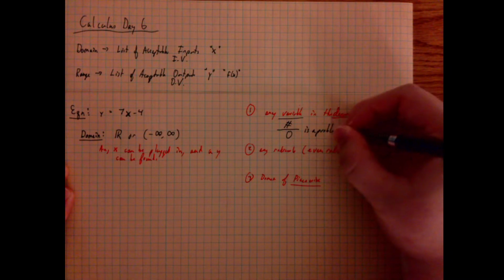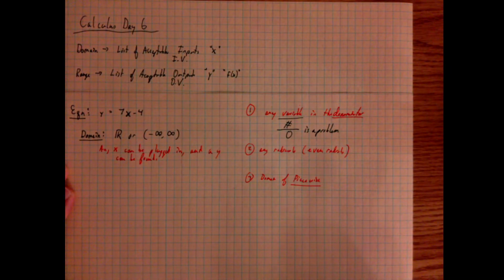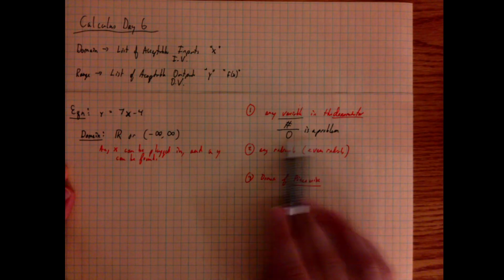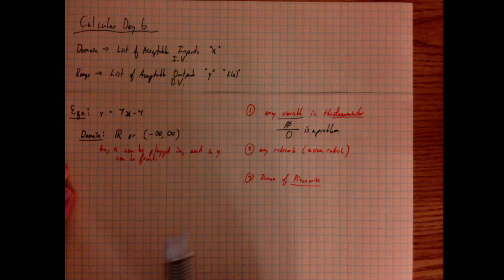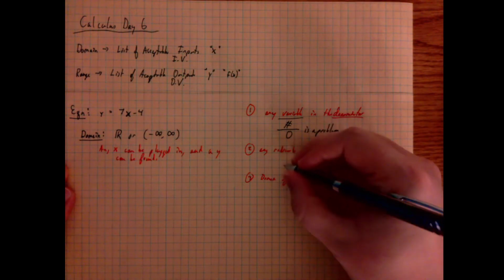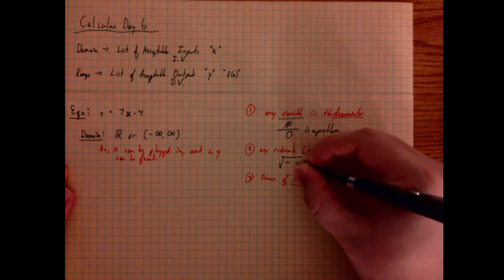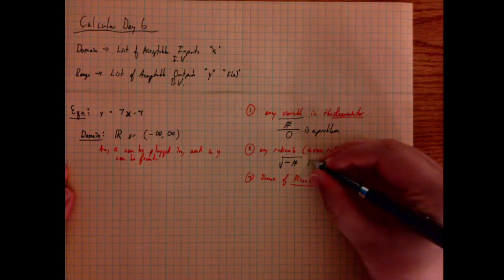That's a problem. If there's ever a time when you could possibly divide by 0, that is an issue. That is going to cause problems in our domain. And secondary, if there's any time we end up with a negative inside a radical, that can cause a problem.